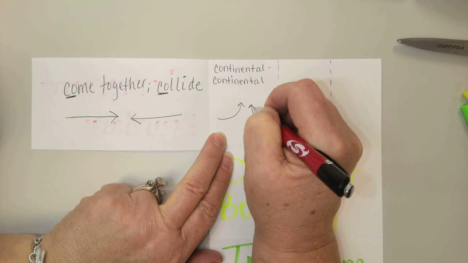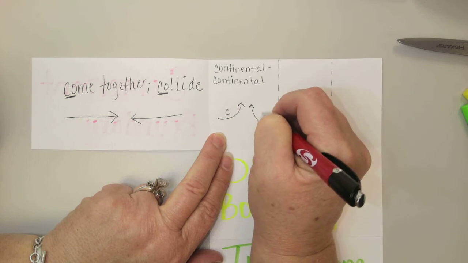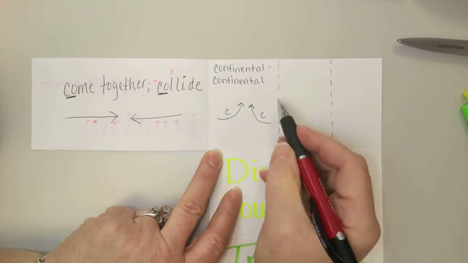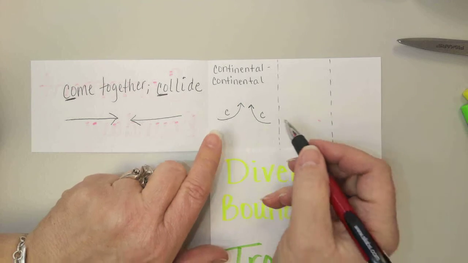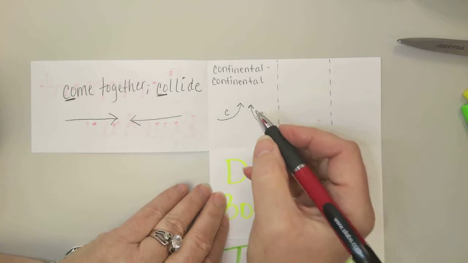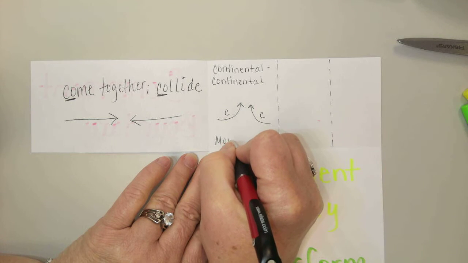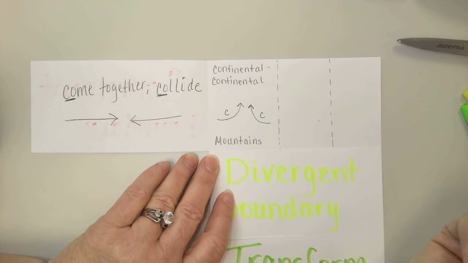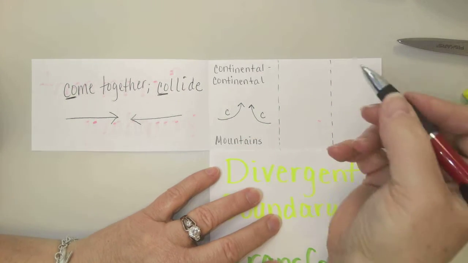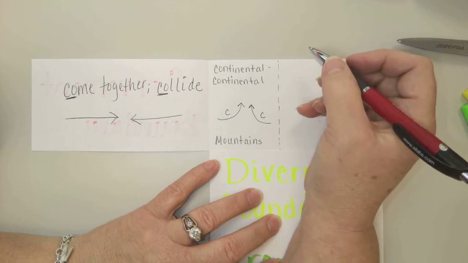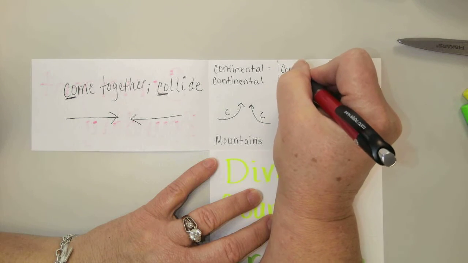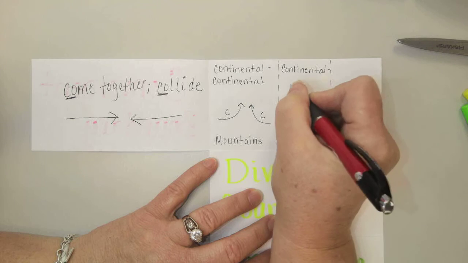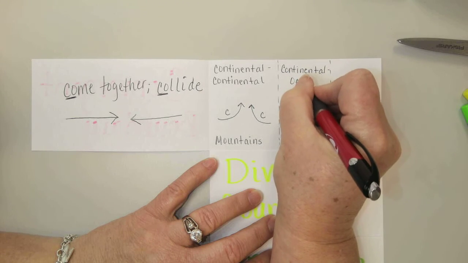So we have that upward movement of continental crust over here, and a continental plate over here. This might be the African plate, this might be the Asian plate, and when they push together, they collide and mountains are created. So where we see mountains, some of those mountains were created by two plates colliding. The second type of convergent boundary is a continental plate colliding with an oceanic plate.